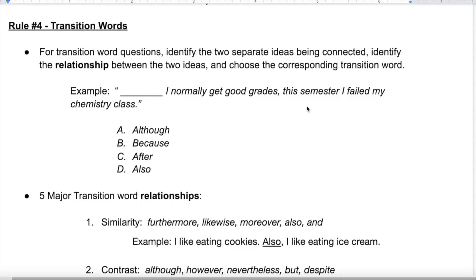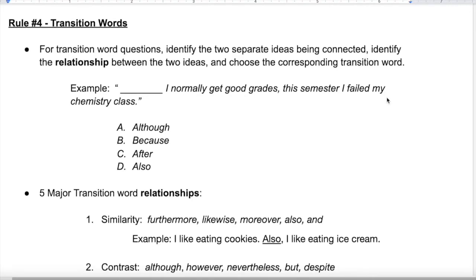Interesting, right? Do you see the relationship between those two ideas, by the way? Normally this happens, but in this case, this happened. You see that? That's what I would call a contrast relationship. Two contrasting ideas. There's something unusual or surprising about those two ideas being next to each other. Do you see why it's unusual or surprising? I normally get good grades. This semester I failed my chemistry class. It's almost like opposite ideas. That's why I call it contrast.